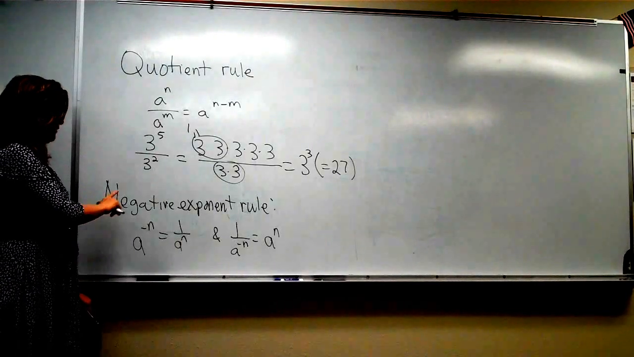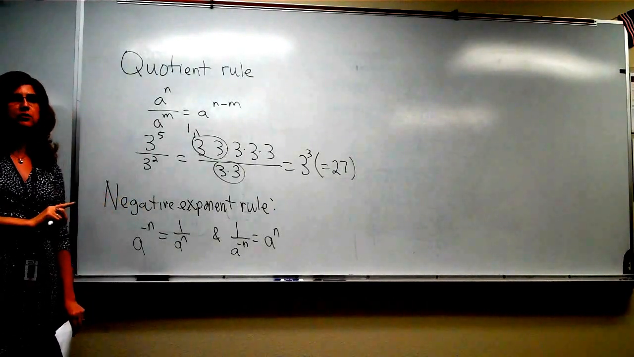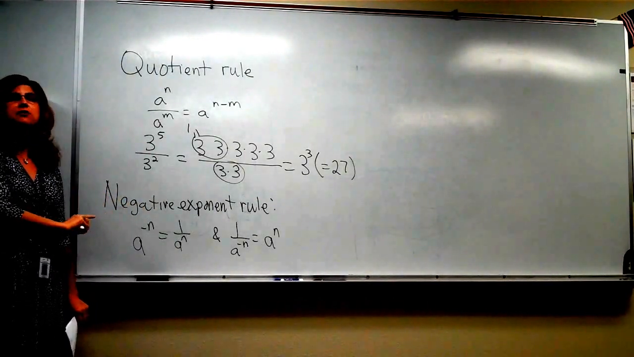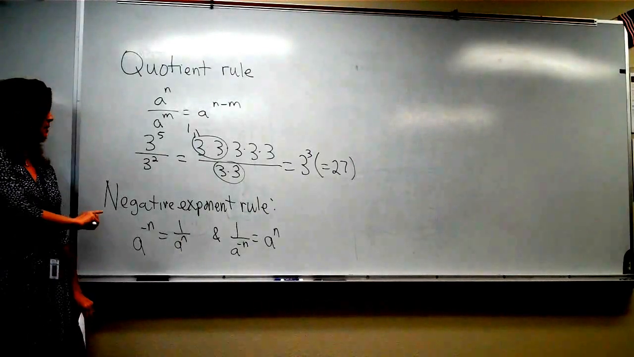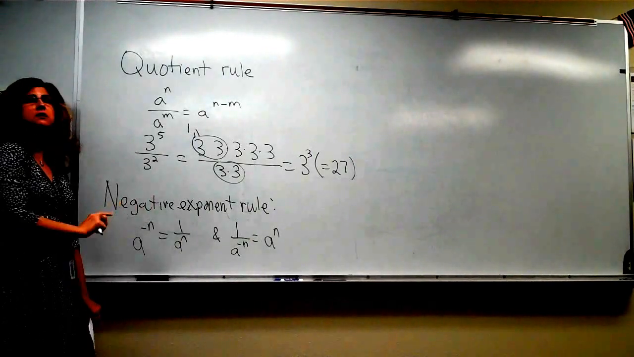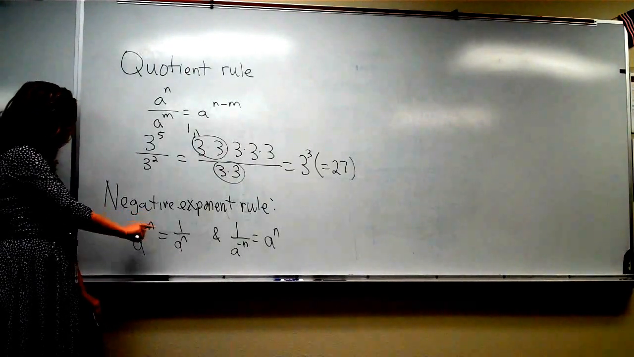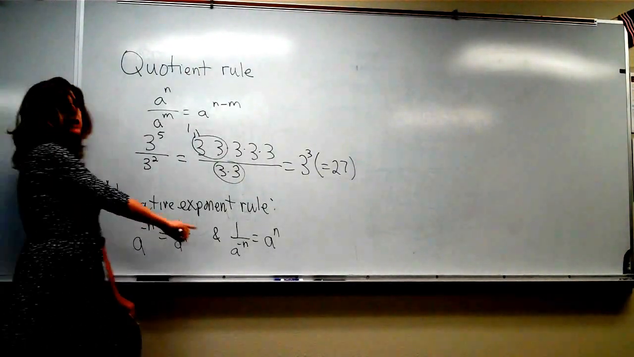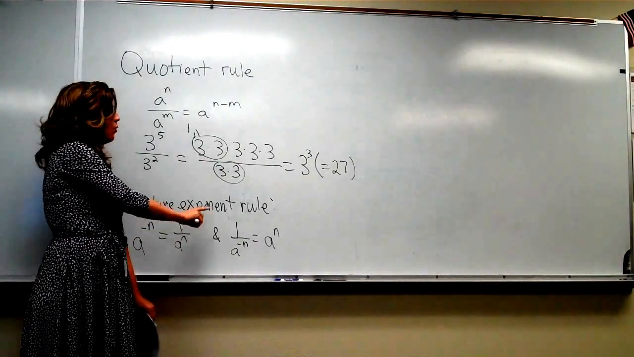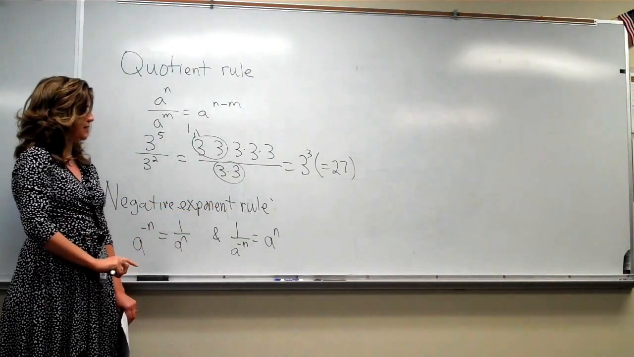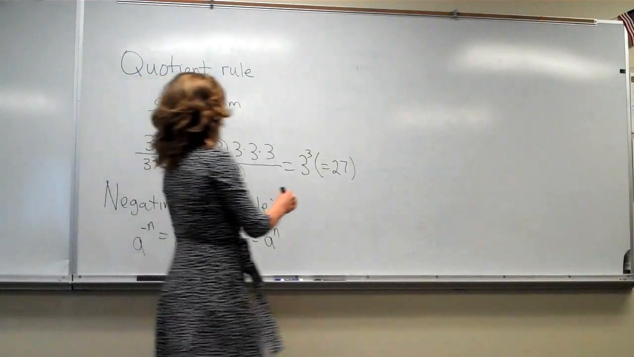So the negative exponent rule is tricky for most students. I suggest that you never handle a negative exponent without using one of these two rules. So a to the minus n is equal to 1 over a to the n. Or, if your negative exponent is in the denominator, 1 over a to the minus n equals a to the n. Let's look at an example or two of that.